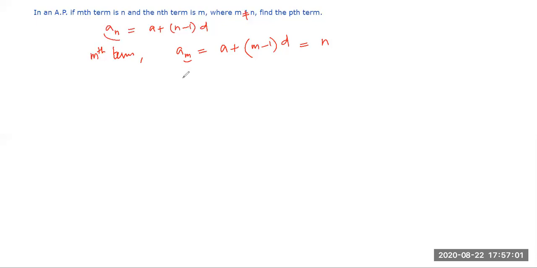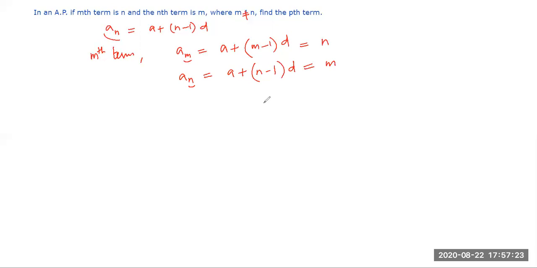And then it says nth term. So the nth term a_n is equal to, again, first term a. Since this value of subscript is n, I'm going to subtract 1 from this subscript only, n minus 1 into d is equal to m. He's given that.